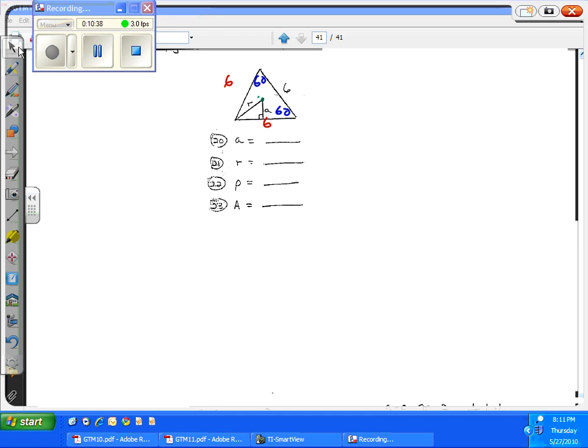The apothem bisects a side. So this is 3 and this is 3. The radius bisects an interior angle. So if the interior angles were 60, then half of that is 30, which makes that 60. So I'm going to extract that so we can see it better.